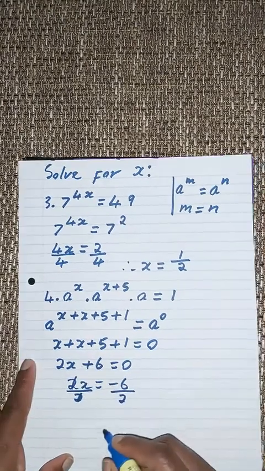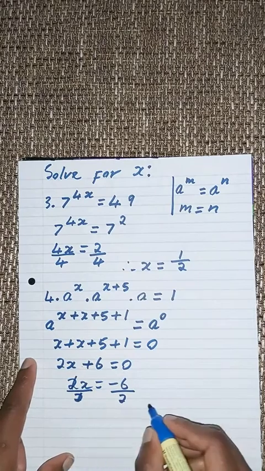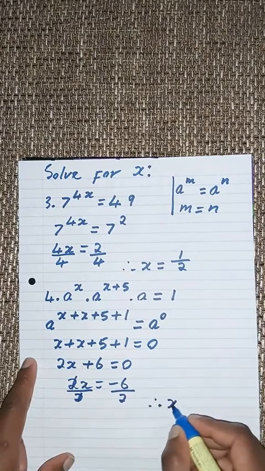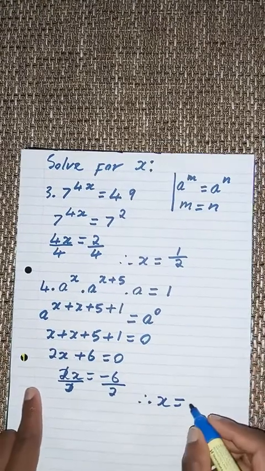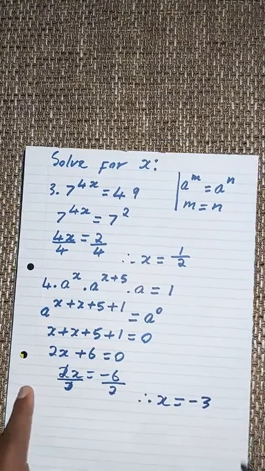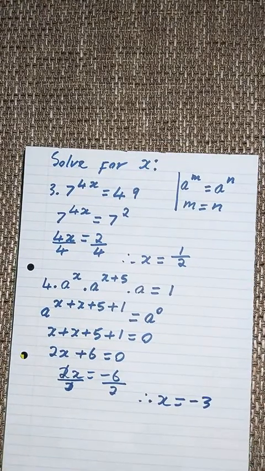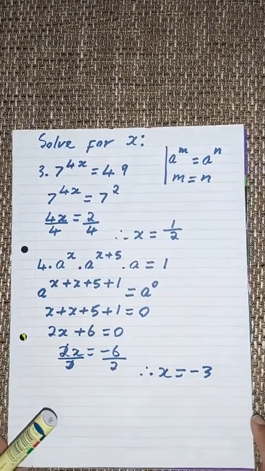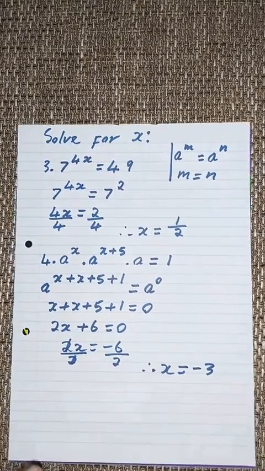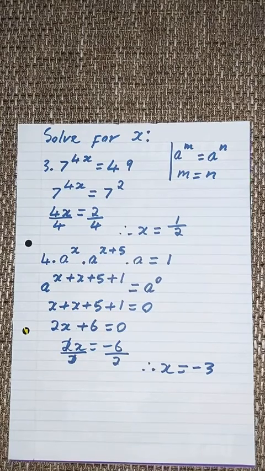Then this 2 will cancel with this one. Therefore, x will be equal to, what will x be? X will be equal to negative 3. And just like that, you have solved for x. All right? You solved for x. So that's our answer. Let's go to the next problem. I hope you got it right. If you didn't, just check where it is that you made a mistake.